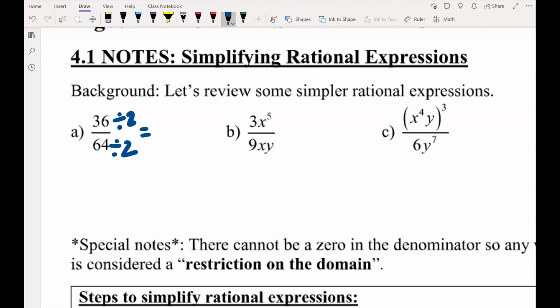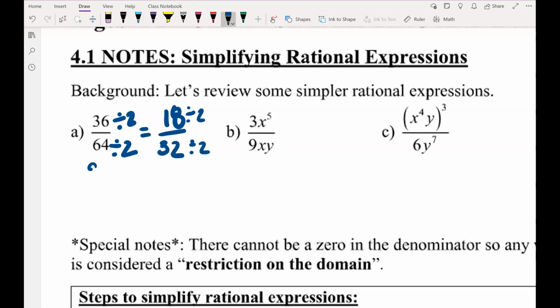So if I divide the top by 2, I would have 18. And if I divide 64 by 2, I would have 32. Well, they're still even, so keep dividing by 2 if you don't know. Now, if you do know, then you can go straight up and divide by the larger factor. So I'm going to keep with the 2.